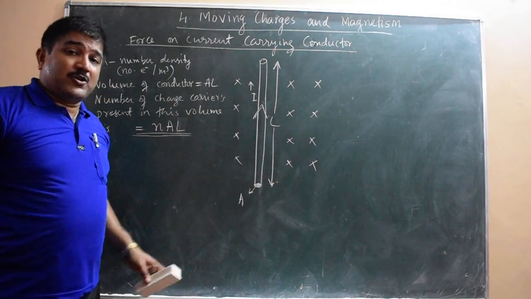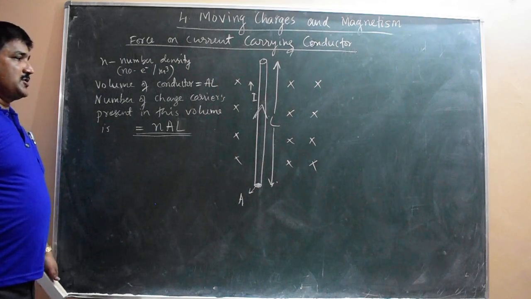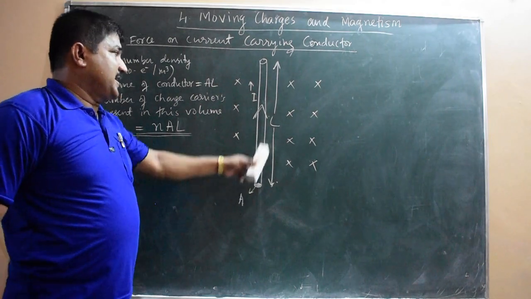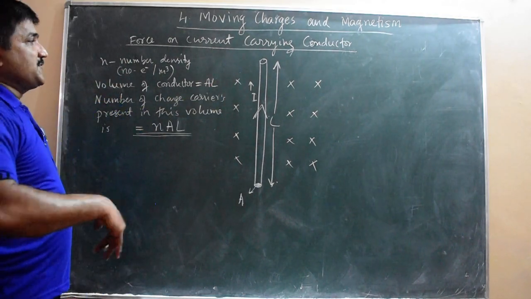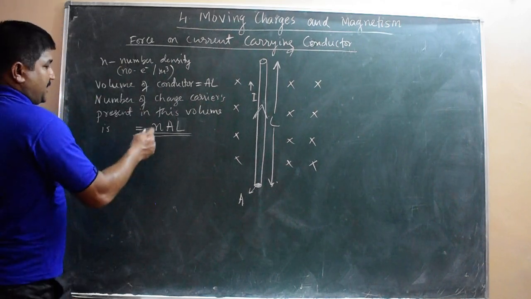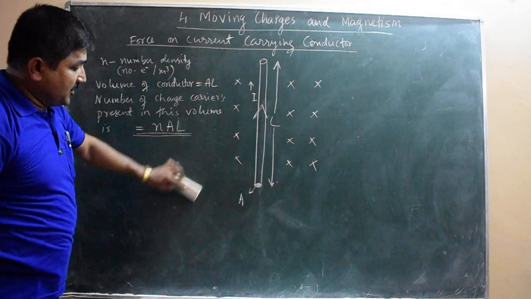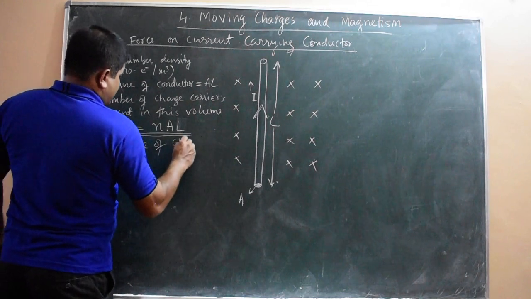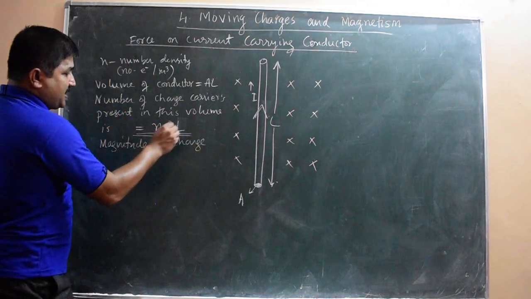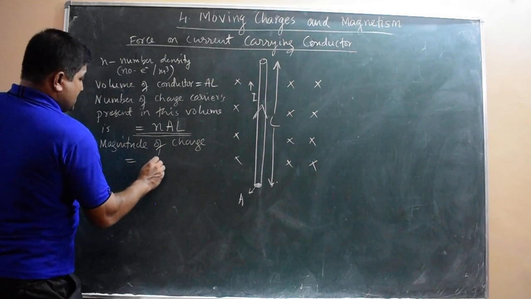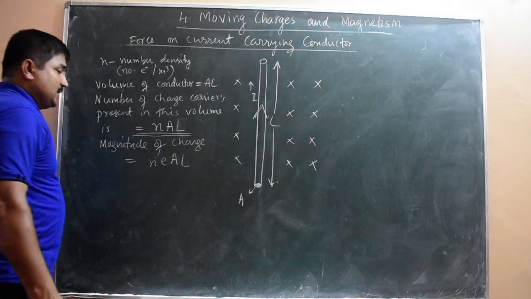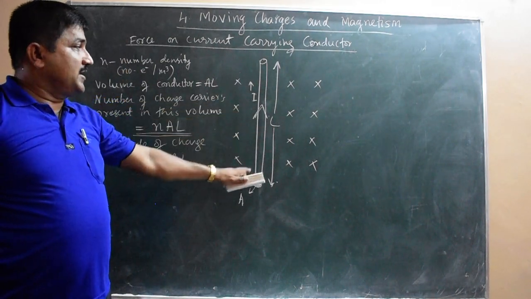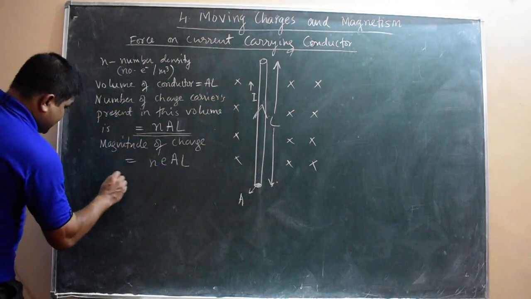Then what is the magnitude of charge? Actually, the charge on the electron is minus e. So the magnitude of charge flowing in the direction of current is N e A L. This is the magnitude of charge flowing in the conductor in the direction of current whenever a current is set up.